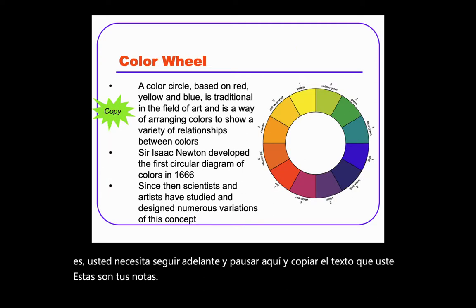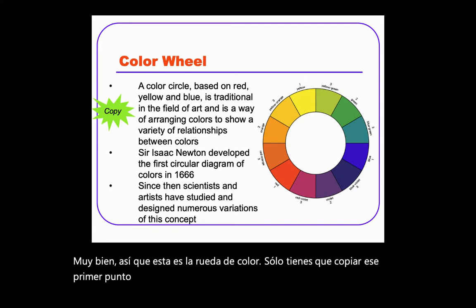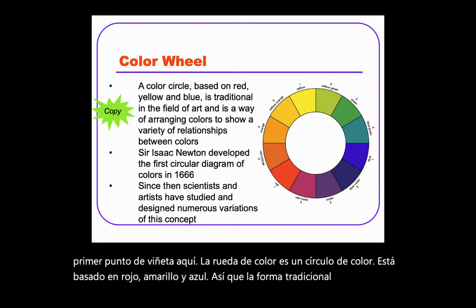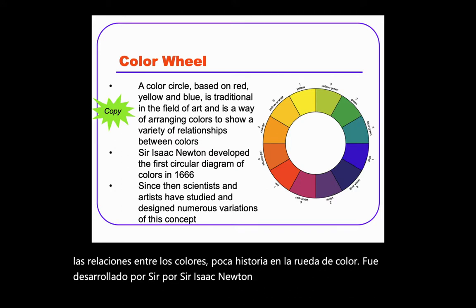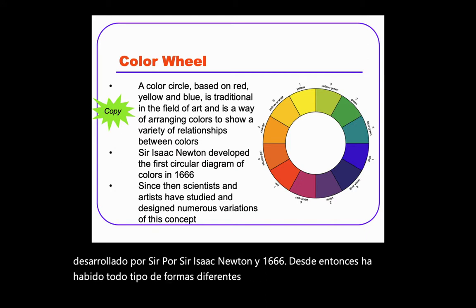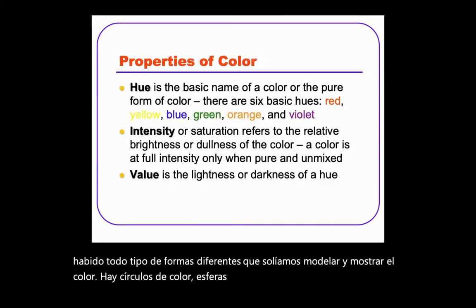Move on. All right, so this is the color wheel. You only need to copy that first bullet point. Okay, the color wheel is a color circle. It's based on red, yellow, and blue. It's the traditional way that we see relationships between colors. A little history on the color wheel. It was developed by Sir Isaac Newton in 1666, and since then there's been all kinds of different ways that we use to model and show color. There's color circles, color spheres, color cubes, all different ways.